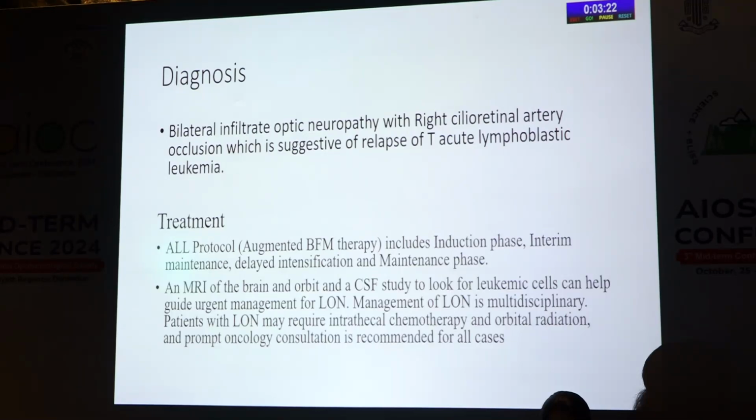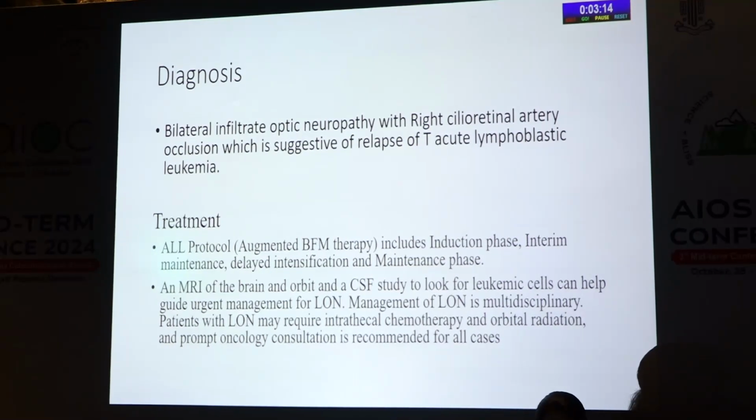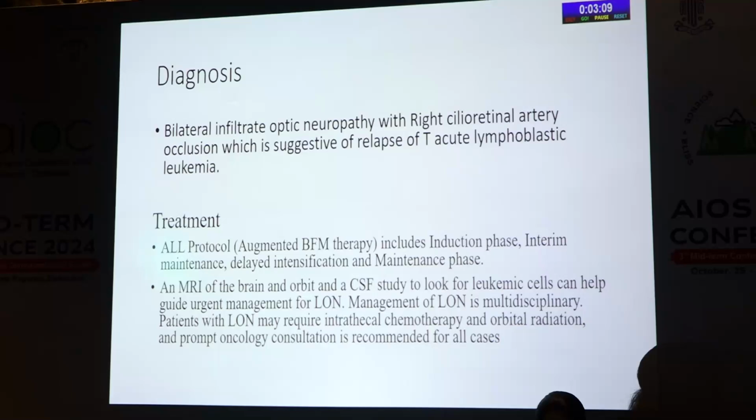T-cell acute lymphoblastic leukemia. The treatment given was the ALL protocol, augmented BFM therapy, which includes induction phase, interim maintenance phase, and delayed intensification and maintenance phase. Our patient was on the interim maintenance phase when he developed sudden bilateral loss of vision. An MRI of the brain and orbit and CSF study to look for leukemic cells can help guide urgent management of leukemic optic neuropathy. The management of leukemic optic neuropathy is multidisciplinary. Patients may require intrathecal chemotherapy and orbital radiation, and prompt oncology consultation is recommended for all the cases.